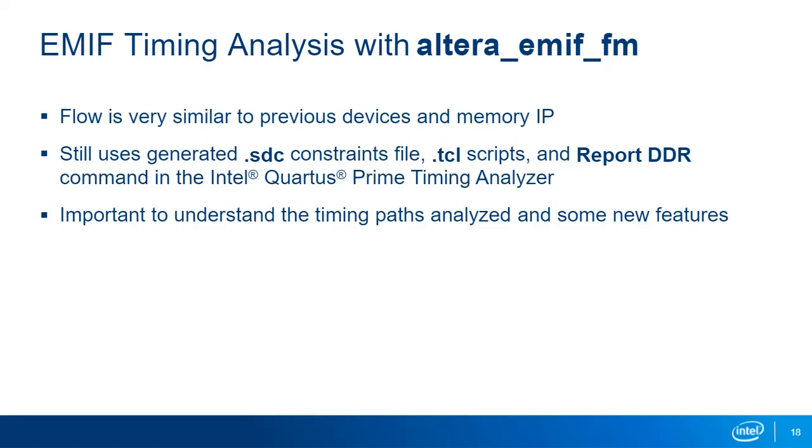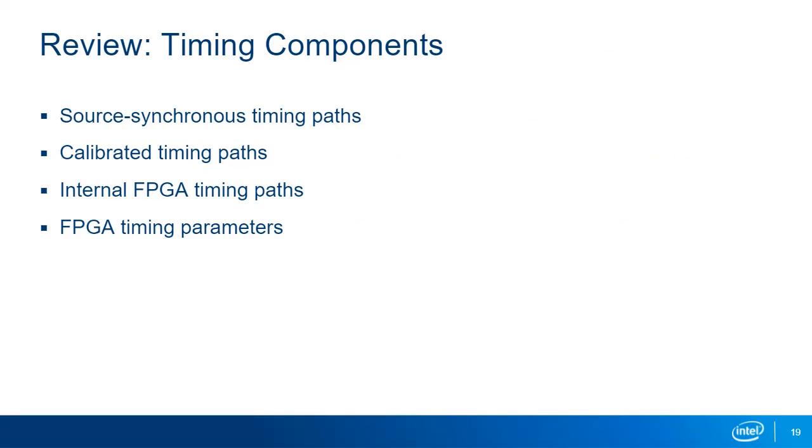In this section, we'll take a look at the paths that get analyzed when a timing analysis is performed and look at some optimizations you can enable to help close timing. First, here's a quick review of what components in an interface make up a timing analysis. Once the interface has been calibrated, a static timing analysis can be performed on the entire design. When performing a timing analysis, it is important to understand the different components that make up the analysis. The main components are listed here.